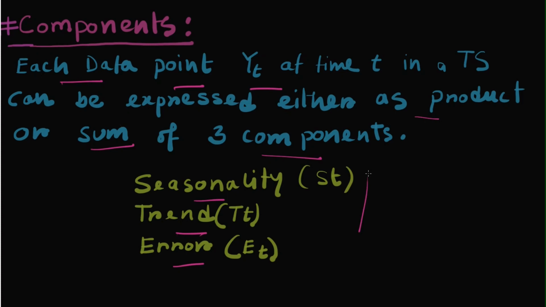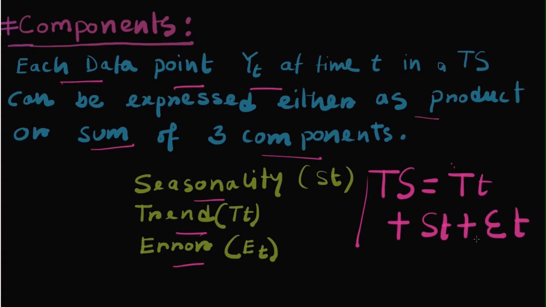What does it mean? It means that, for example, we have a time series model and let's assume there are three types of components. The first component we are discussing is the trend. So we have trend, plus we have seasonality, plus we have an error term, I mean the error in the time series. So a time series can be an additive model, a combination of trend, seasonality, and error together, or it can be a multiplicative model.